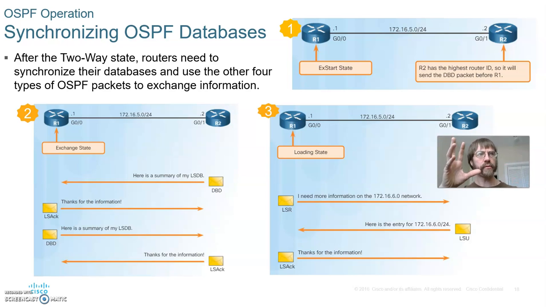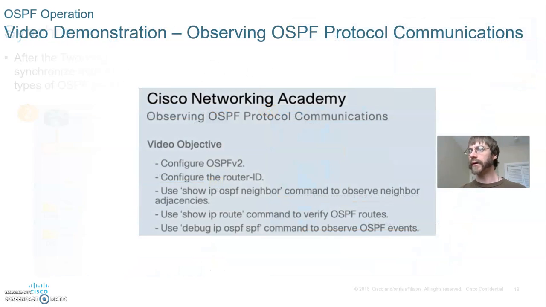So they receive this information, they bounce it back and forth, and at the end of it, they all end up with the same database, with the same link state database, and then they can crunch that through the SPF tree.